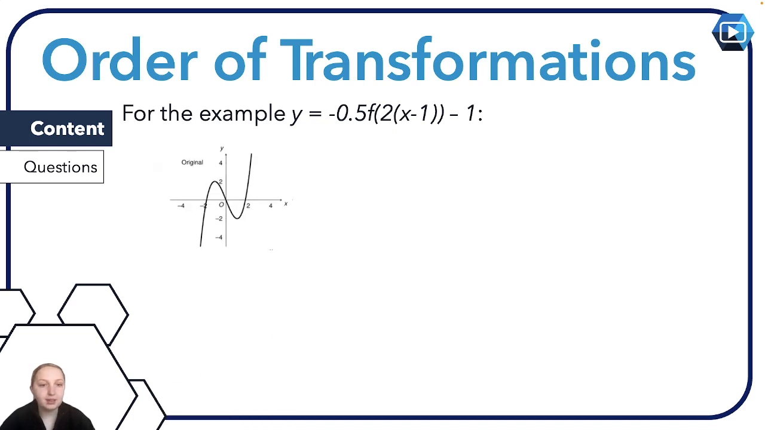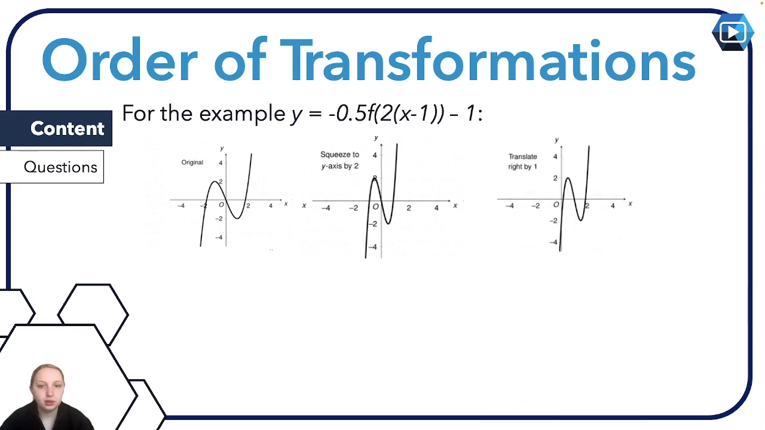First of all, we have our original graph here. This is the graph of y equals f(x). The first thing we want to do here is dilate by a factor of a. So this first will squeeze to the y-axis by a factor of 2. Next, we're translating to the right by 1. You'll notice here that we don't do a reflection of a because our value for a is positive. Then we translate to the right by 1, a horizontal translation accounting for the fact that we've got x minus 1.